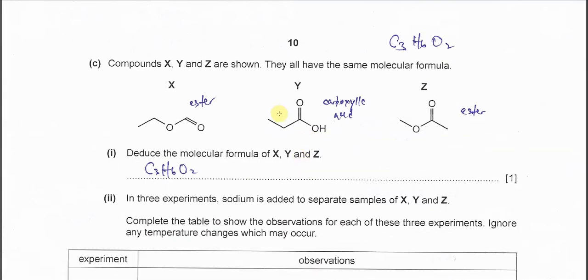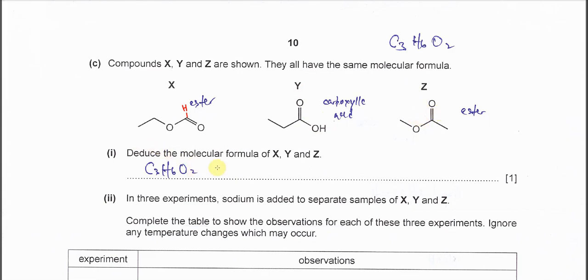Part C. X, Y, Z, okay, are shown. And they all have the same molecular formula. If you count that, you get C3H6O2. Okay, the X is actually ester, remember? This one, actually this has one hydrogen bonded, not shown. So this is ester group. Okay, compound Y is carboxylic acid, Z also ester.